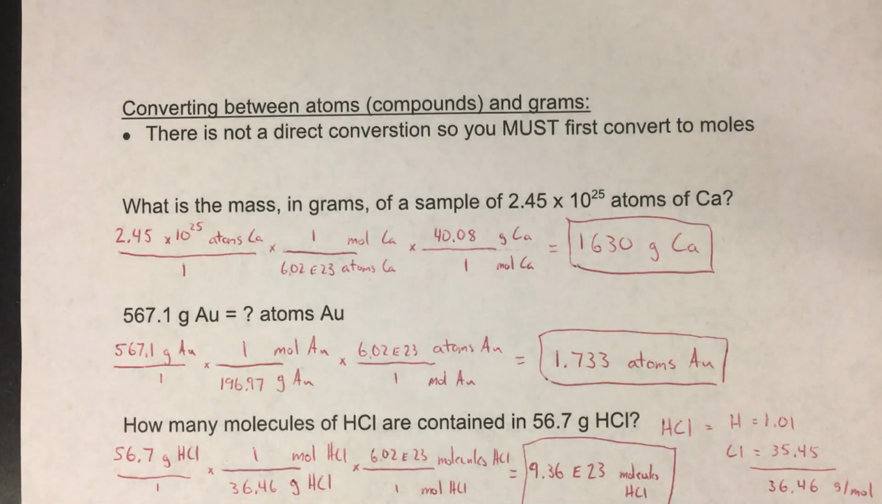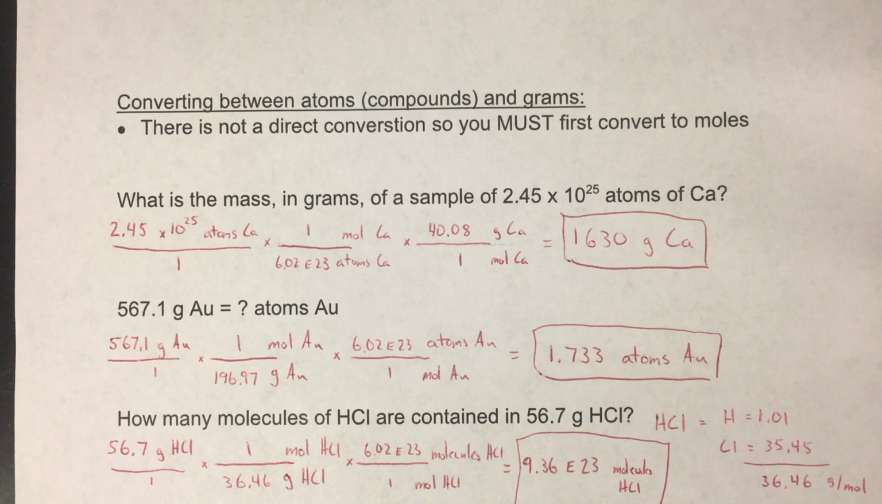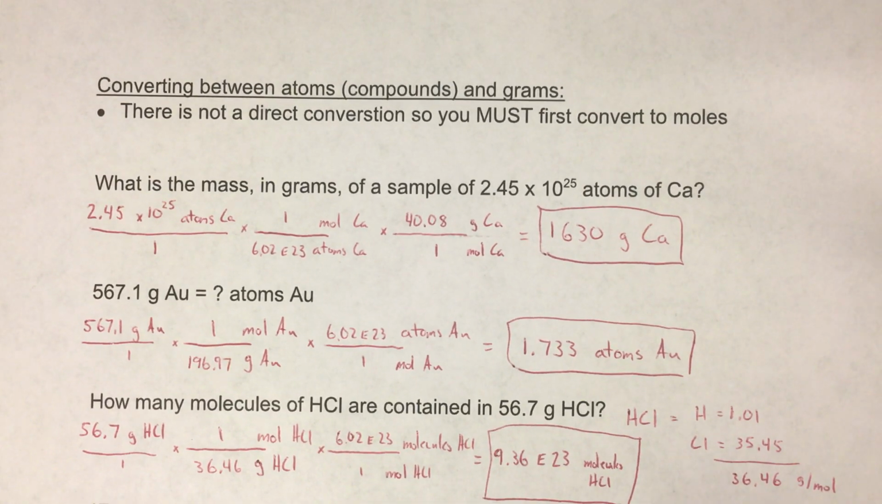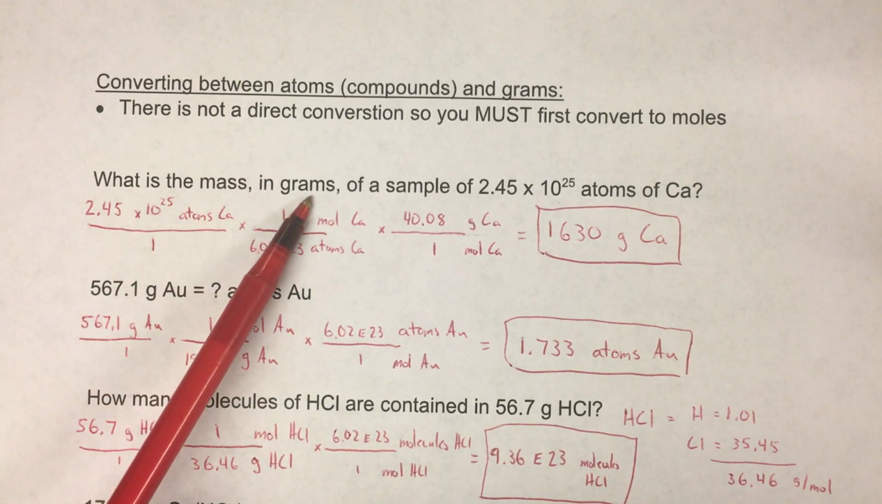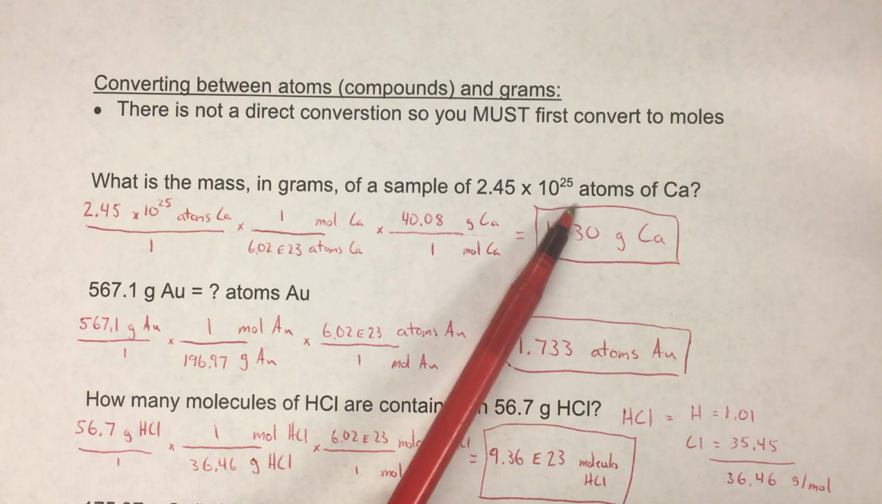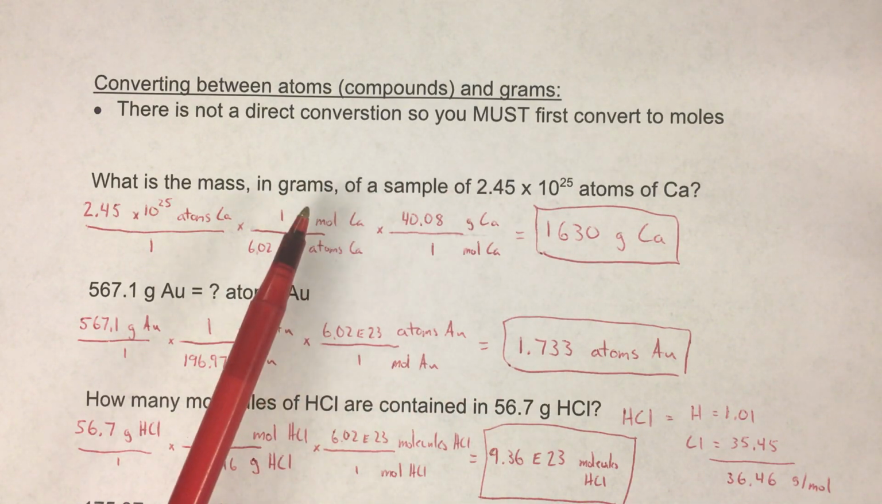It's a little bit trickier when we start looking at going between the number of atoms or compounds or formula units or molecules and grams. So keep in mind that the mole is our central idea here. So we always need to go through the mole. So the first one here, if we want to find the mass in grams and we're given the number of atoms, we can't go directly from number of atoms to grams. We have to go first to number of moles, and then from moles we can go to grams.